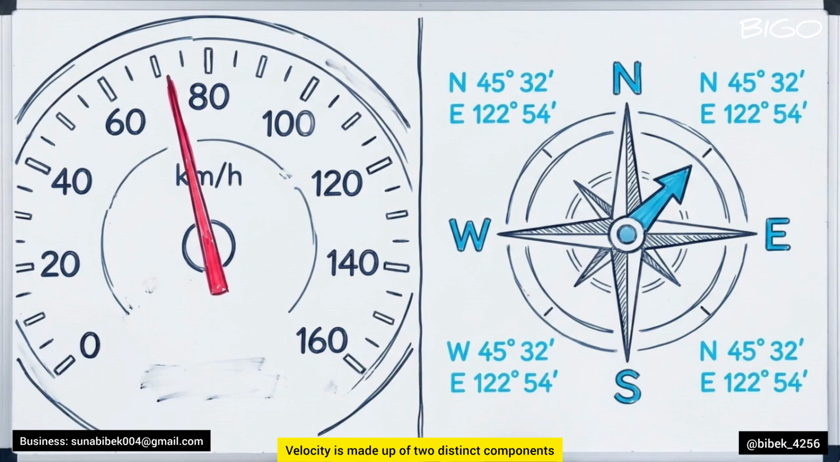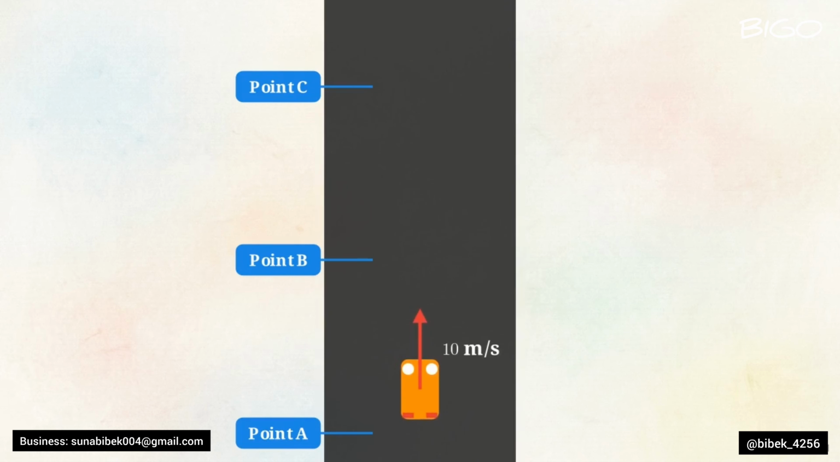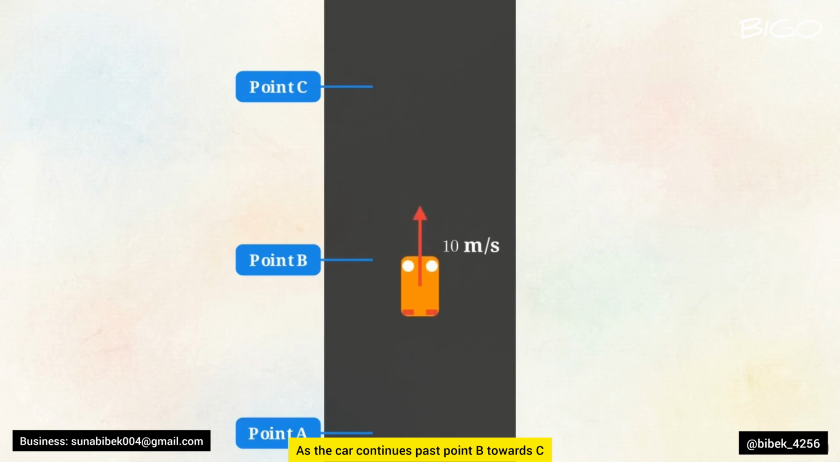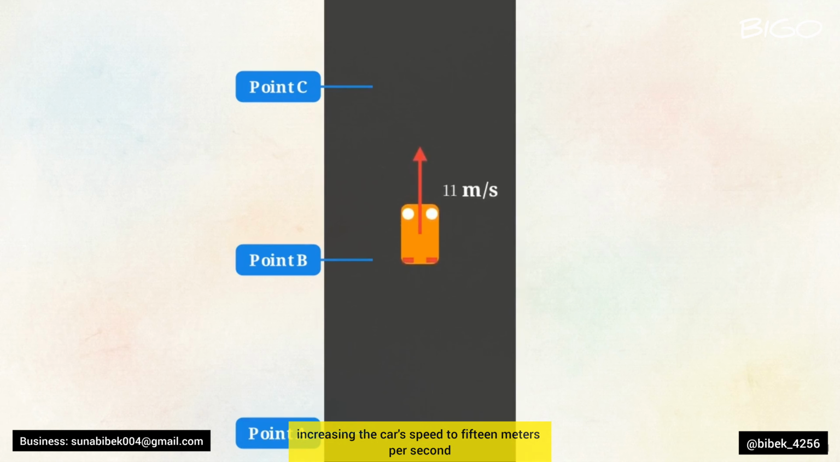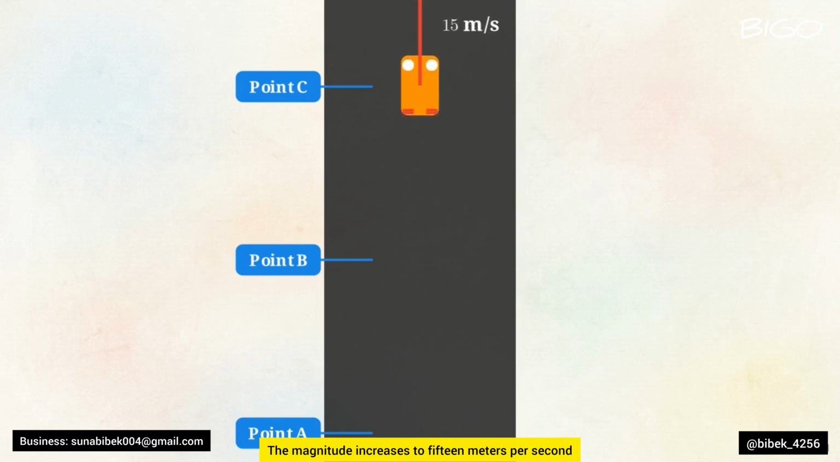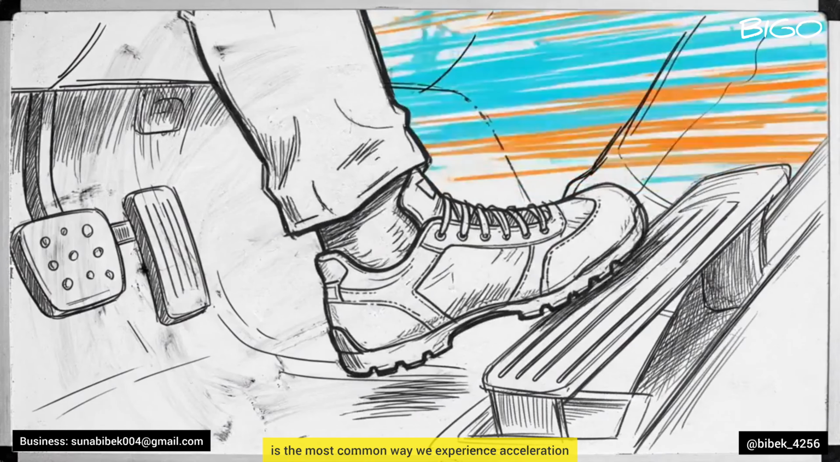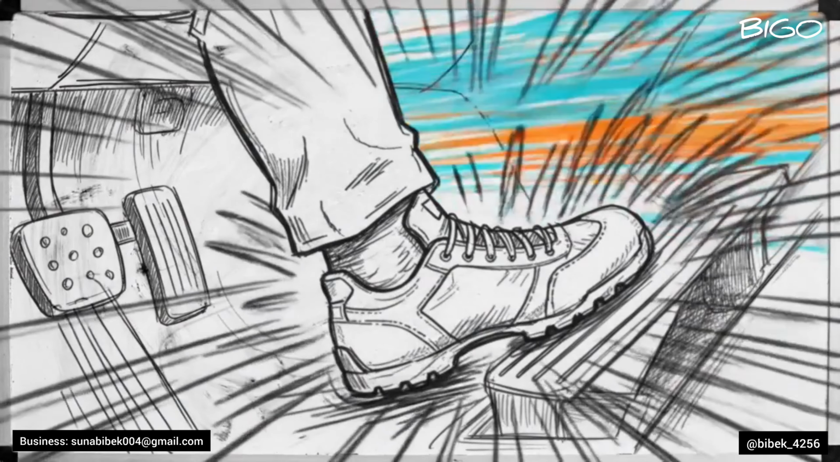Velocity is made up of 2 distinct components. The first is magnitude, which we usually just call speed. Let's map this out. Imagine a car traveling on a straight path from point A to point B, heading north at 10 meters per second. As the car continues past point B toward C, the driver presses the gas pedal, increasing the car's speed to 15 meters per second. The magnitude increases to 15 meters per second, but the heading remains locked north. The direction stayed the same, but because the speed shifted, the overall velocity changed.